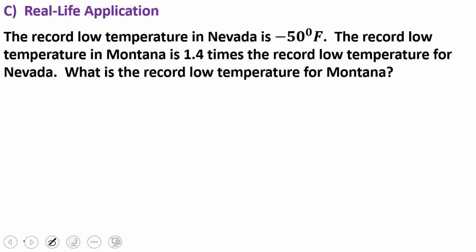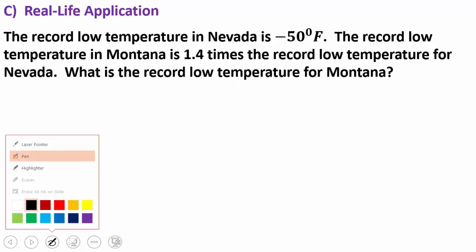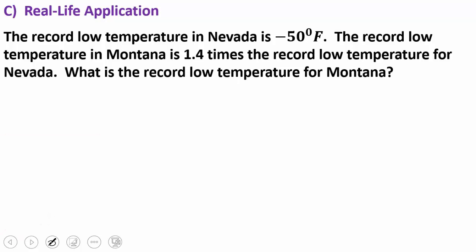Going to our last real-life application, the record low temperature in Nevada is negative 50 degrees Fahrenheit. The record low temperature in Montana is 1.4 times the record low temperature for Nevada. What is the record low temperature for Montana? And remember, the question tells you what the variable represents, because that's the answer that you need.